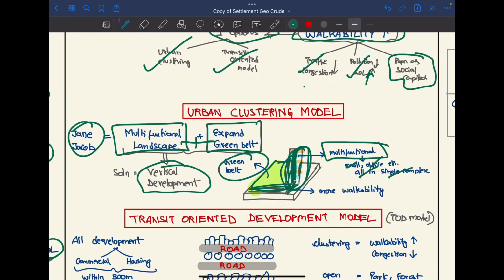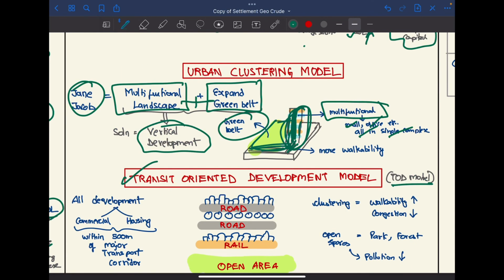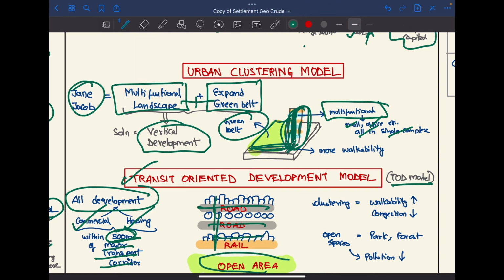Next, we have the transit-oriented development, which is also called the TOD model. So, according to this model, all development, either commercial or housing, must be done within 500 meters of the major transport corridors like road, rail. Within 500 meters, all the development must be done, and the rest of the area should be left open. So, because of the clustering, walkability will increase and congestion will decrease, and because of the open spaces like parks and forests, pollution will come down.